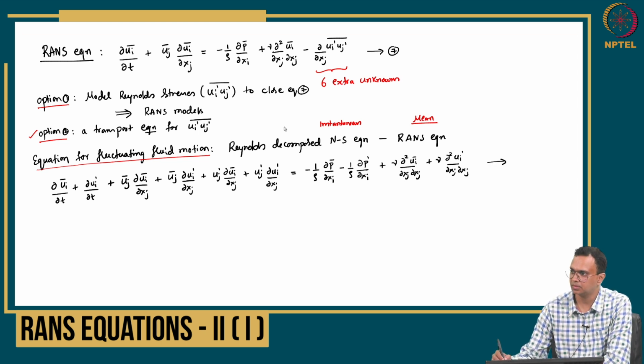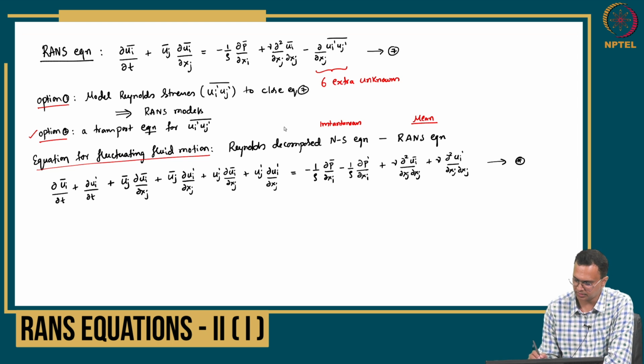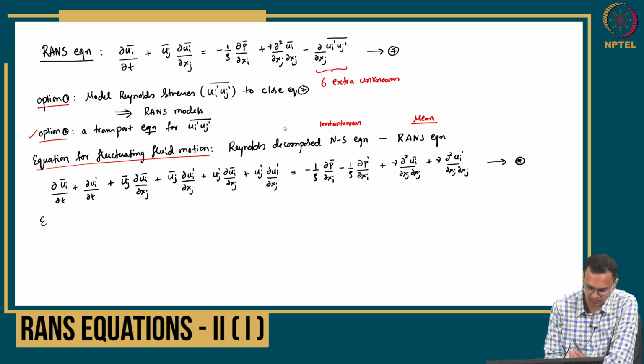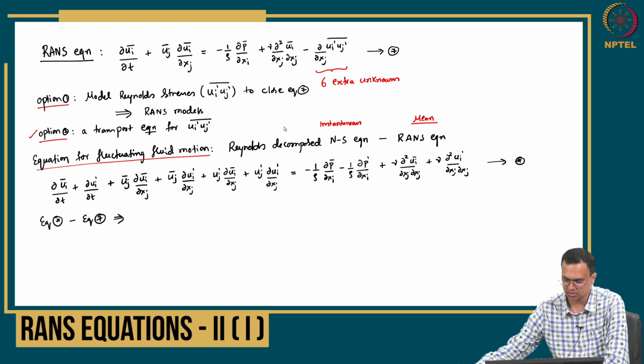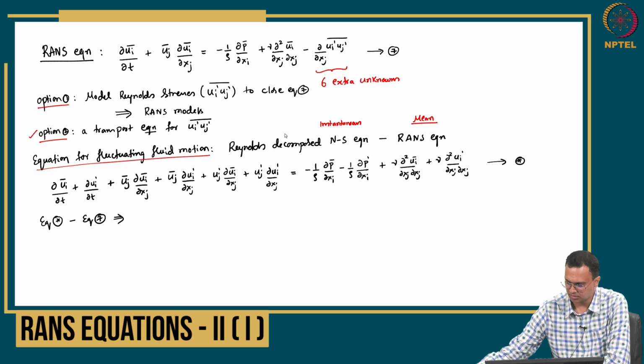There was no number for it. Okay, fine, no problem. So now we have to simply take equation star minus equation 7. That would give us our equation for fluctuating fluid motion.